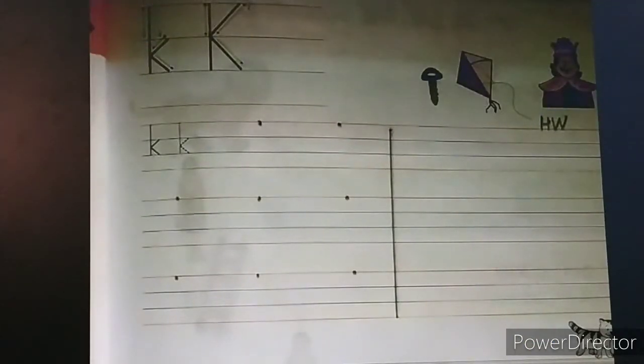Now let us start. Small k we will write in the workbook. What you have to do, from pink line to second blue line you have to write standing line. This way, after that one slanting line and another slanting line. The slanting lines will come in the blue line only while you are writing small k. Again we will see standing line from pink line to second blue line and 2 times slanting lines.